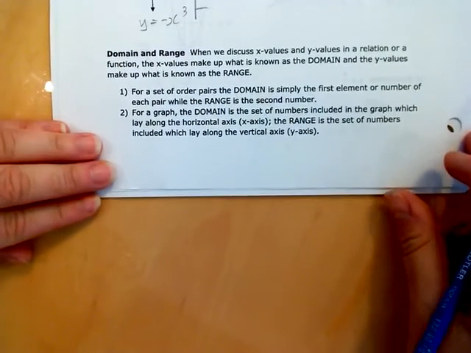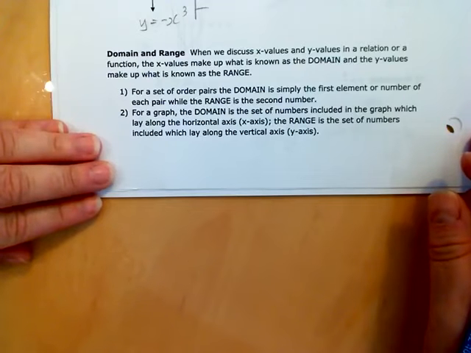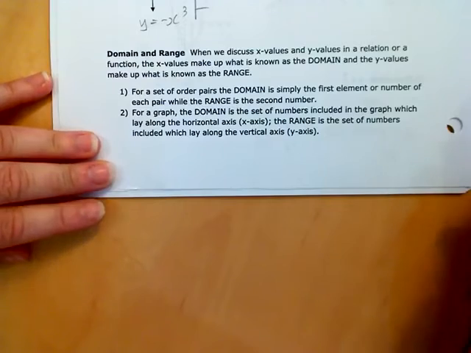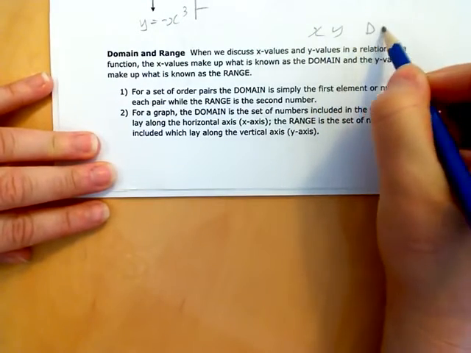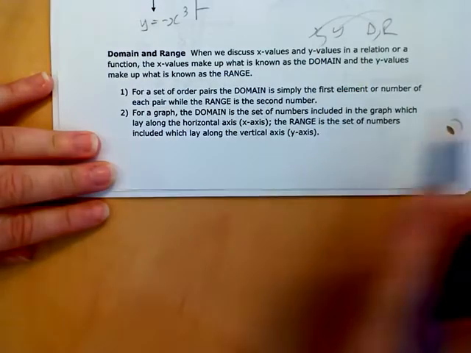When we discuss x values and y values in a relation or in a function, the x values make up what is known as the domain, and the y values make up what is known as the range. I just remember alphabetical. X comes before y, and domain D comes before R. So x goes with domain and y goes with range.